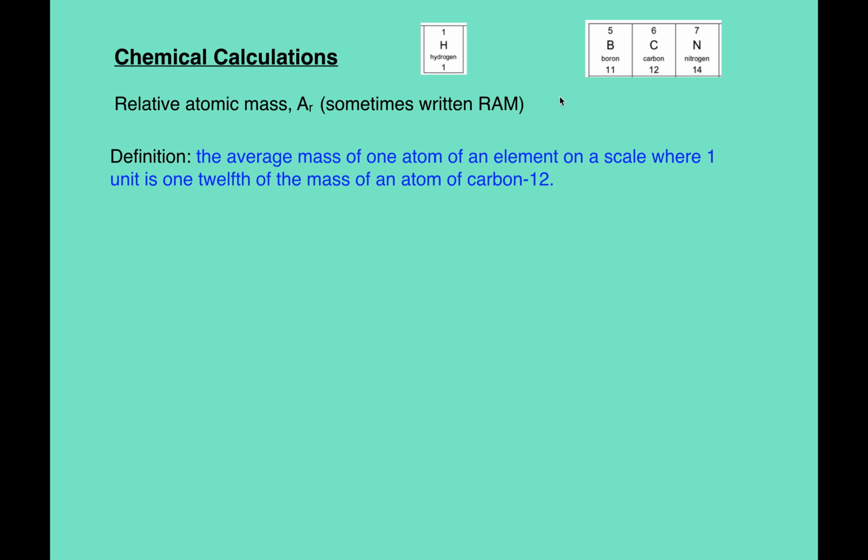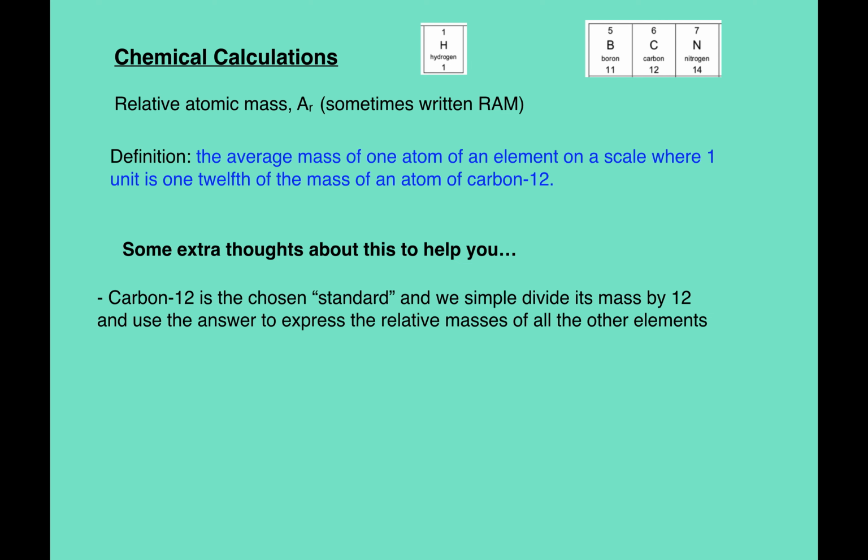Okay, so carbon-12, we divide by 12, that gives me the unit. So on that scale, the hydrogen atom has got a mass of 1. The boron atom has got a mass of 11. Nitrogen has got a mass of 14. So carbon-12 is the standard and everything is compared with it. Right, some extra thoughts here. We just said carbon-12 is the standard, and we divide it by 12, and we express the relative masses of all the other elements relative to that particular standard.